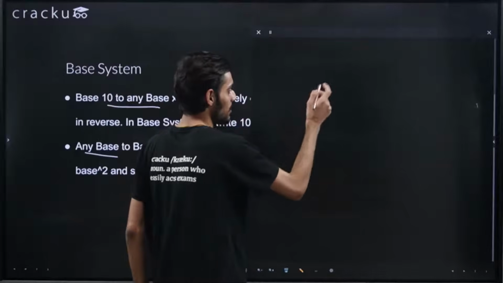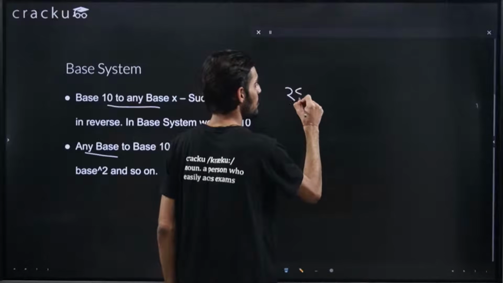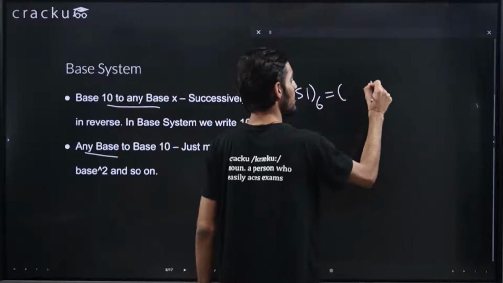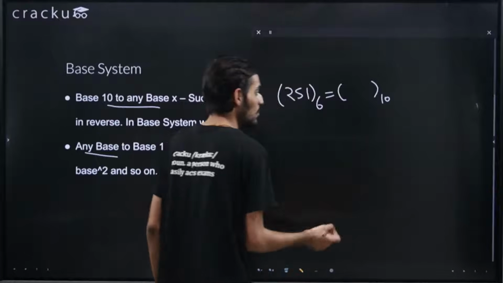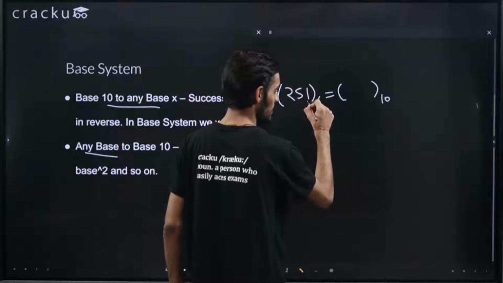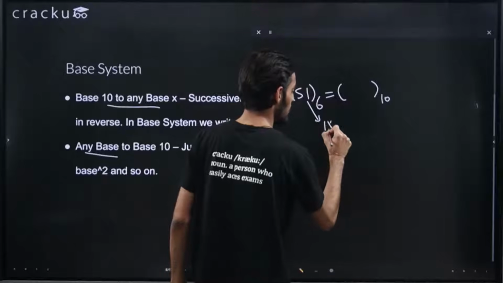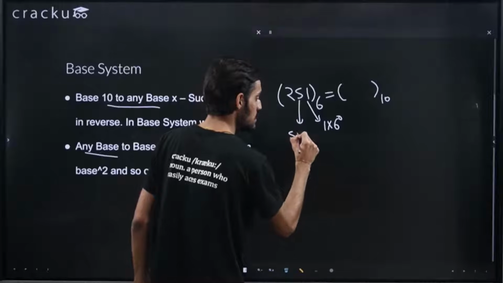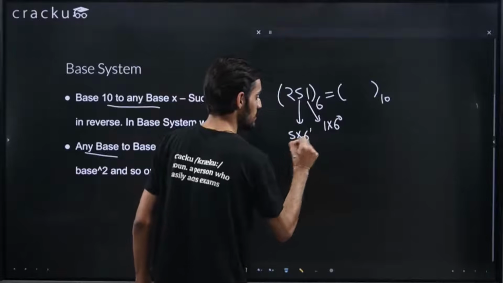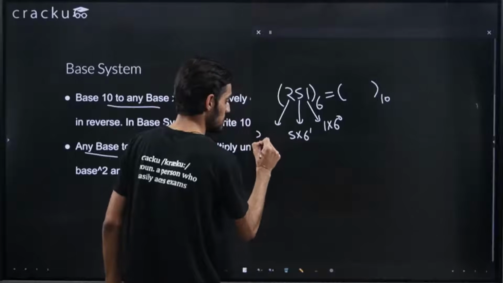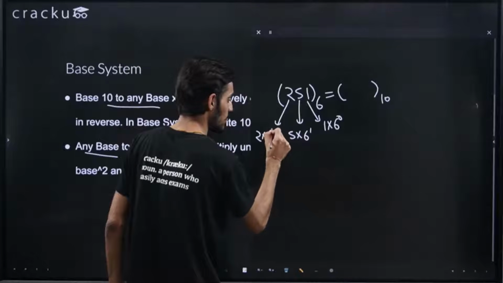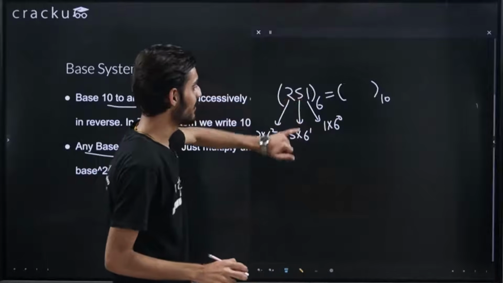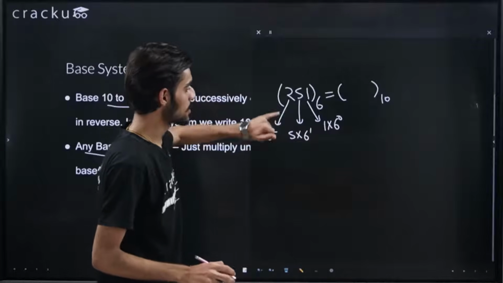For example, let's say you have the number 251 in base 6. Now you want to convert it into base 10. So what you need to do is just look at the base value. Take 1 into 6 raised to the power 0, 5 into 6 raised to the power 1, 2 into 6 raised to the power 2, and so on.